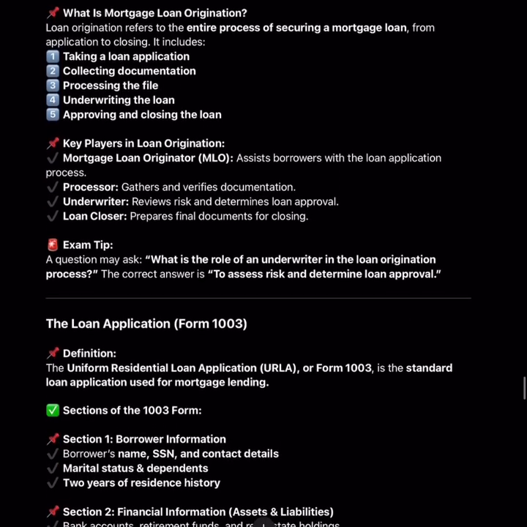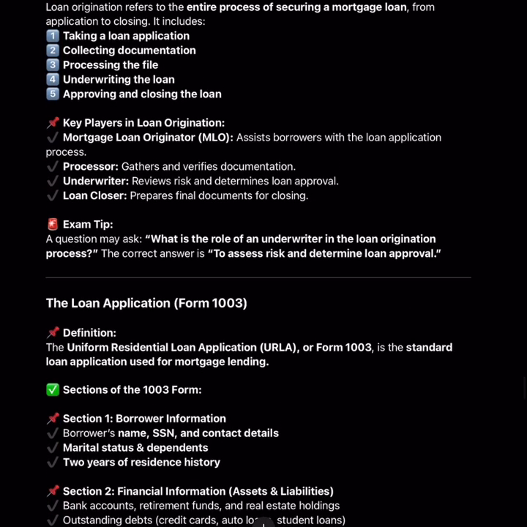Mortgage loan origination, the big picture. What is mortgage loan origination? Loan origination refers to the entire process of securing a mortgage loan, from application to closing. It includes: 1. Taking a loan application, 2. Collecting documentation, 3. Processing the file, 4. Underwriting the loan, 5. Approving and closing the loan.